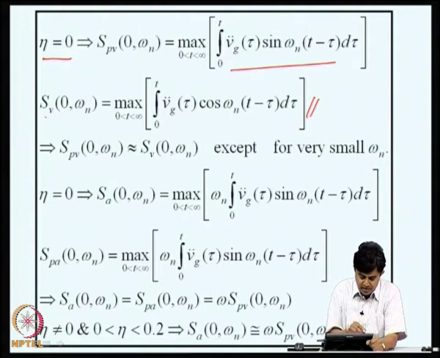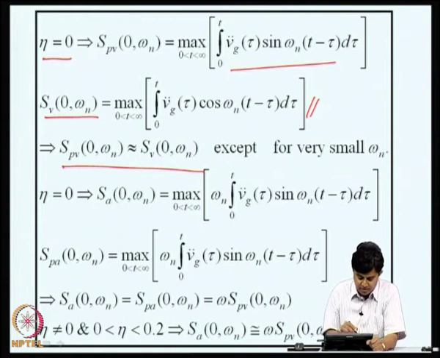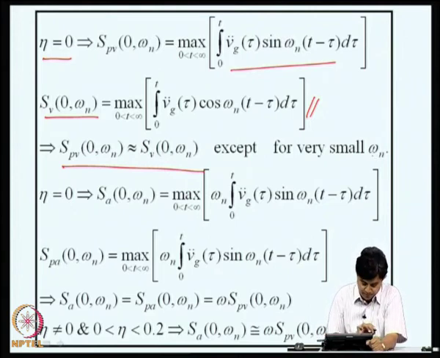This is pseudo velocity, this is the relative velocity. Now, you can see that the difference between these two expressions is associated with sine and cosine terms, and we can verify that these two quantities will be nearly equal except for very small omega n. That would mean the pseudo velocity and relative velocity response spectra are close to each other for the systems which are undamped, except when natural frequencies are very low.